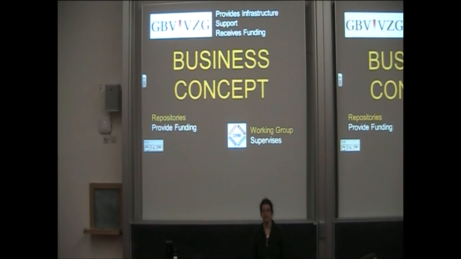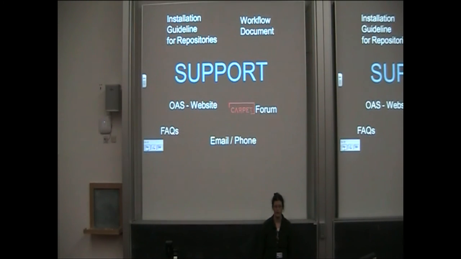The VZG, the head of the GBV, a German library network, is going to offer the statistics. It provides the infrastructure, cares for support, and demands fees. The repositories deliver the data, receive the statistics, and pay the fees. A DINI working group supervises the service. Support is given by the project's website, a user forum, FAQs, installation guideline for the repositories, and a workflow document. Of course, email and phone contact is possible as well.